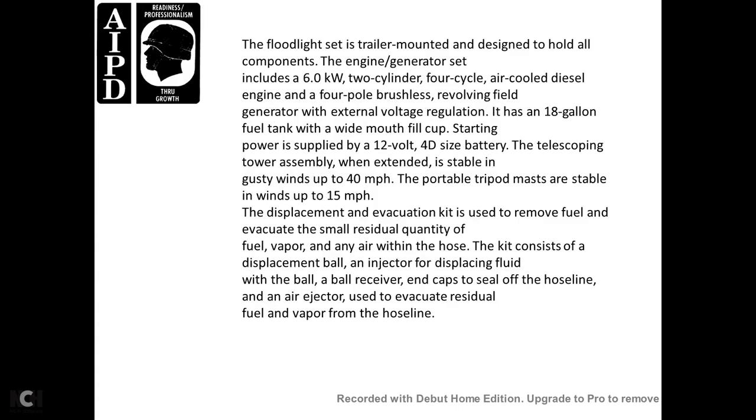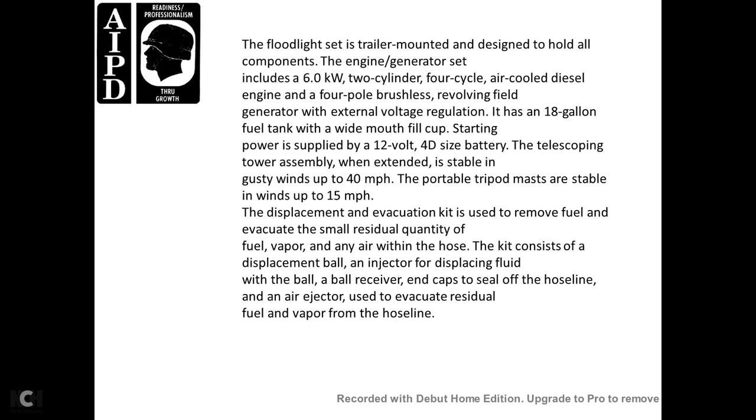The trailer-mounted floodlight set is designed to hold all the components for the engine generator. It includes a 6.0 kilowatt, 2-cylinder, 4-cycle air-cooled diesel engine with 4 pullable brushes, receiving fuel, with external voltage regulation. It has an 18-gallon fuel tank with a wide mouth fill cup, starting with a power supply of a 12-volt 4D size battery, and a telescoping tower assembly extended to remain stable in gusty winds of up to 40 miles per hour. The portable tripod mast is stable in winds up to 15 miles per hour.